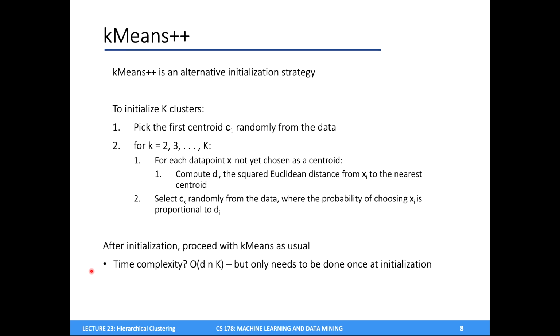The time complexity of doing this initialization is a little bit expensive. So it's on the order of n times d times capital K. So it's linear in the number of data points we have. So if we have a huge data set, this is going to be kind of expensive. But the nice thing is you only need to do this once at initialization, and you don't need to do this initialization over and over again when you're running k-means. So overall, k-means++ is a fairly simple heuristic strategy for choosing our centroids such that we encourage them to end up far apart at initialization.